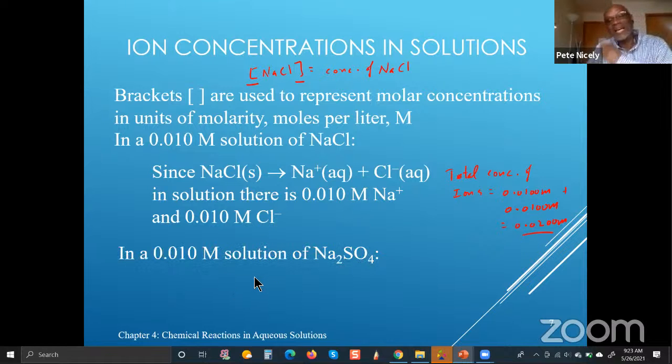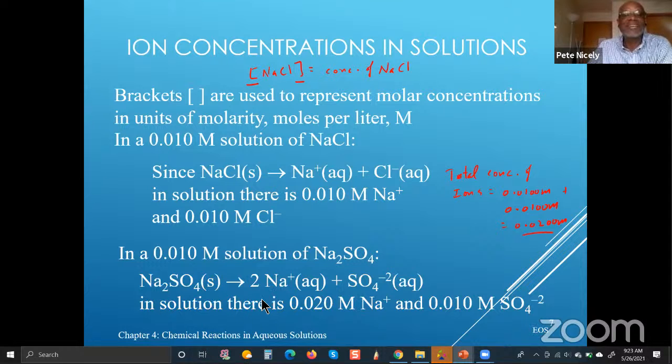Now let's look at another example, this time of a 0.010 M solution of sodium sulfate. Again, if you look at the stoichiometry of the dissociation, you'll see that for every 1 mole of sodium sulfate that goes into solution, it will produce 2 moles of sodium ions and 1 mole of sulfate ions. So in terms of the concentrations of the respective ions, the concentration of sodium would be 0.020 M, and the concentration of the sulfate ions would be 0.010 M. And again, if you're asked to find the total concentration of all the ions, then it would simply be 0.020 plus 0.010, which would be equal to 0.030 M, all right?